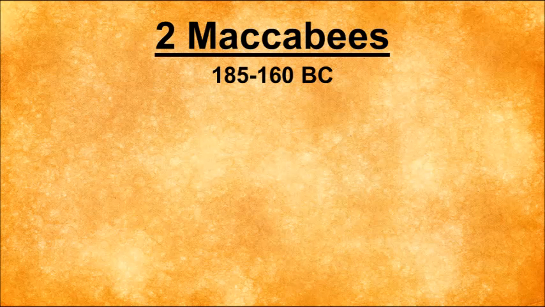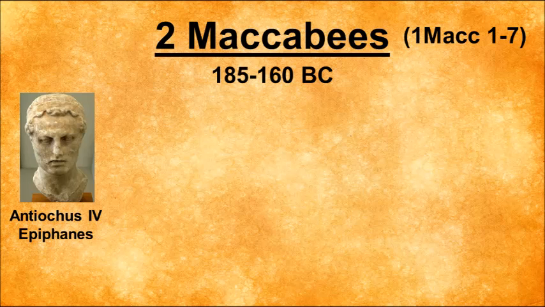2nd Maccabees. Similar to 1st Maccabees, this book is another work describing the events surrounding the Greeks and Judas Maccabeus. 2nd Maccabees covers 185 to 160 BC. The book begins before 1st Maccabees and gives much more detail regarding the persecutions under Antiochus Epiphanes as explained in 1st Maccabees chapters 1 through 7.